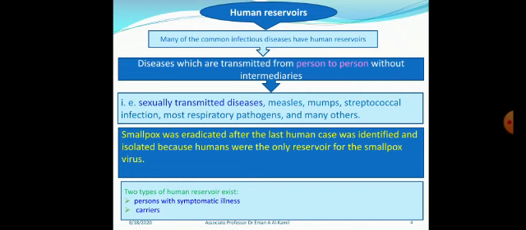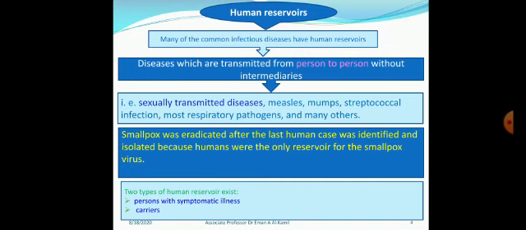Human reservoir: many of the common infectious diseases have human reservoirs. The diseases which are transmitted from person to person without an intermediary mean that the human is the reservoir, such as sexually transmitted diseases. Human is the only reservoir. Also measles, mumps, streptococcal infections, most respiratory pathogens, and many others are transmitted from person to person. So the human is mainly the reservoir.